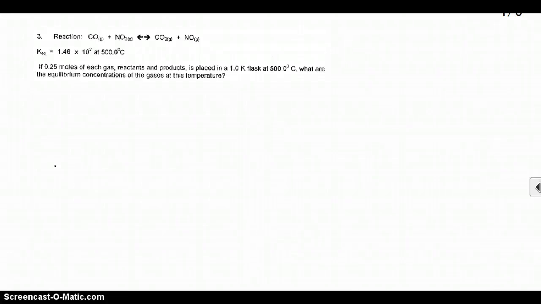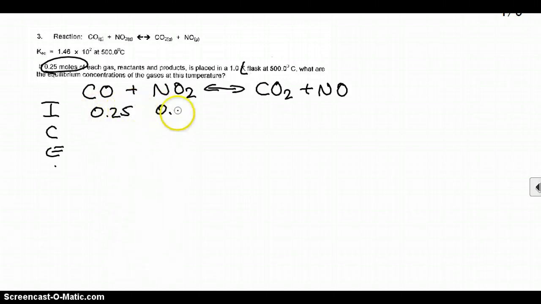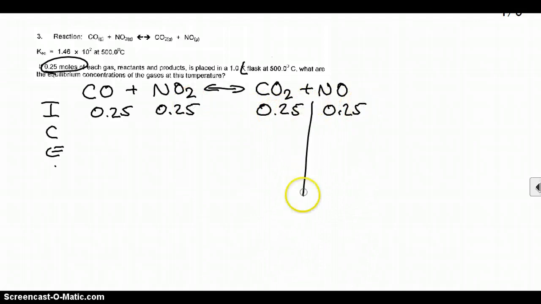Okay, everyone, we are taking a look at problem number 3 from the equilibrium constant worksheet, where carbon monoxide is reacting with nitrogen dioxide in order to form carbon dioxide and nitrogen monoxide in equilibrium. We're going to be setting up an ICE table where we have 0.25 moles of each gas placed in a 1 liter flask, which means the initial concentrations of all 4 gases is 0.25 moles per liter.